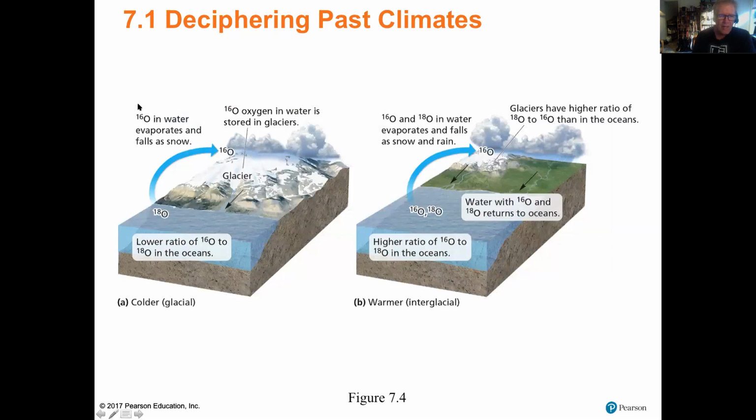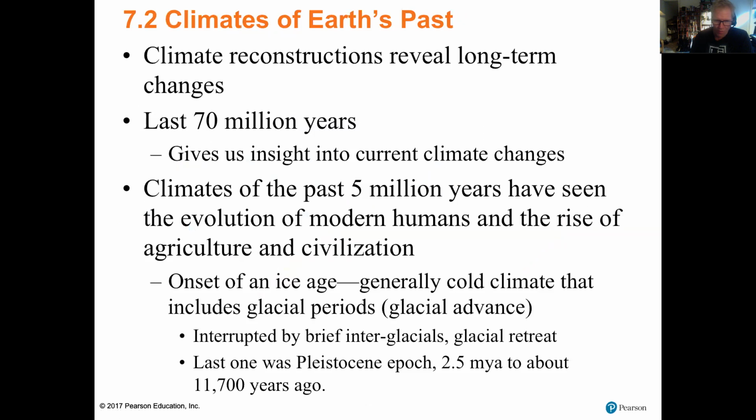So it's very simple. We know that O16 in water evaporates and falls as snow, and it's stored. But in the ocean water, it's what we call the low ratio of O16 to O18 in the oceans. And by comparing the two, it gives you some idea of whether the climate was colder or warmer. The book will go into this in a little more detail than I'm going to do here, but read that carefully. By comparing the two, it'll give you some idea of whether the climate was warmer than today or colder than today.